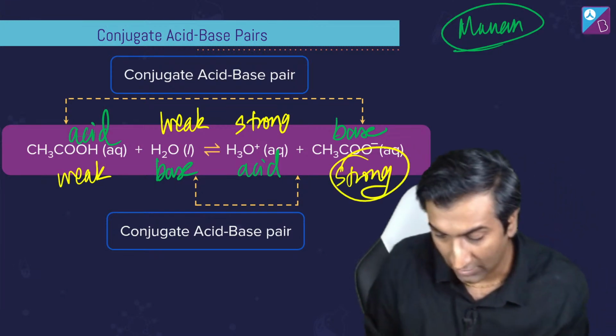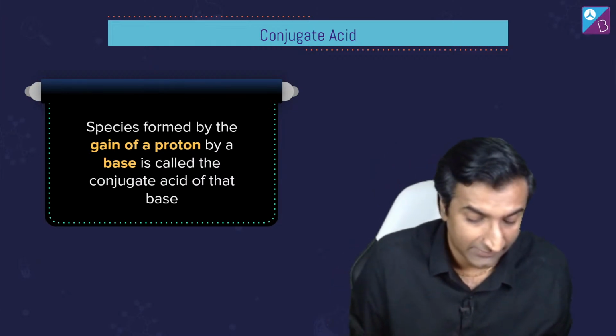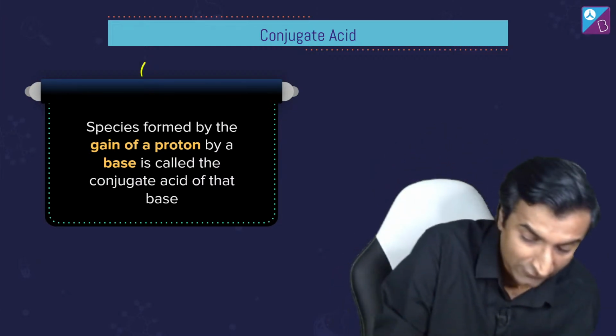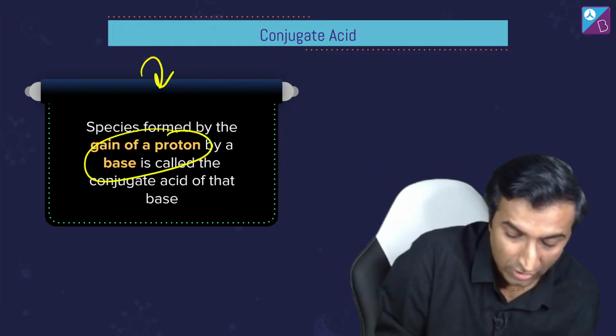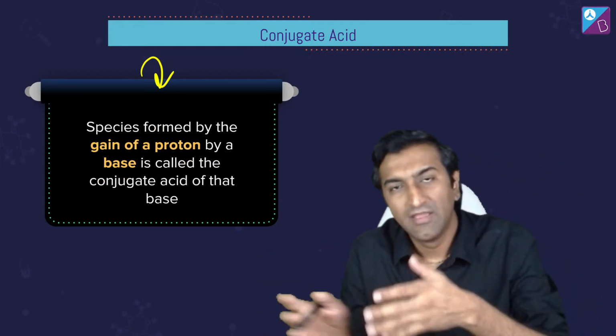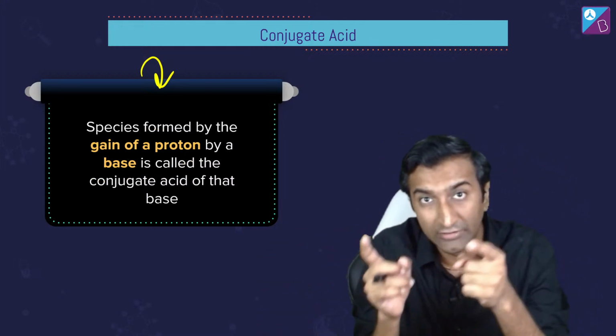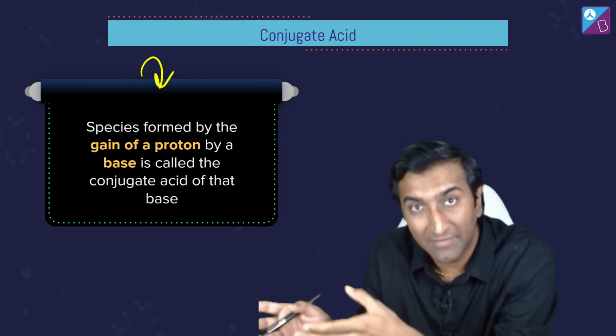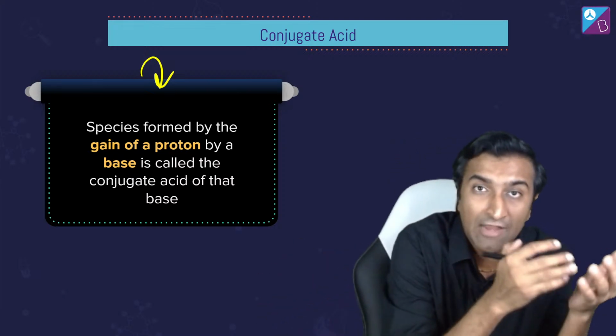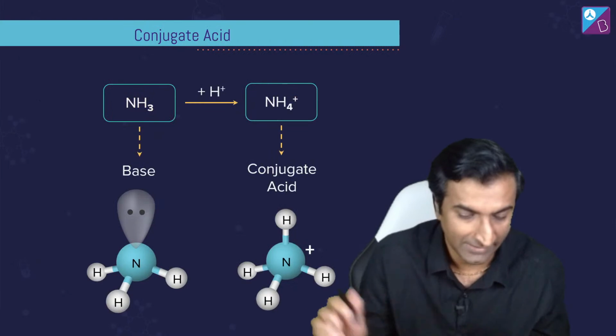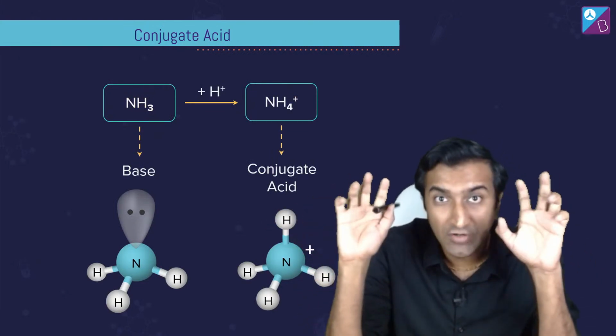थोड़ी extra information दे रहा हूँ. But the general idea is that this idea, right? कि species formed by the gain of a proton of a base is called the conjugate acid of the base. And other way, अगर मैं बना रहा हूँ तुम्हारे साथ कोई दो, if I'm giving you a conjugate base, that means that it must have a counter ion acid next to it. So, for example, here is what a conjugate acid is.